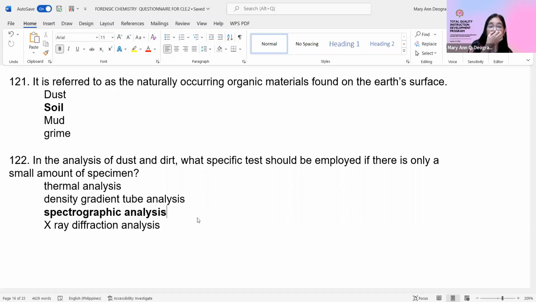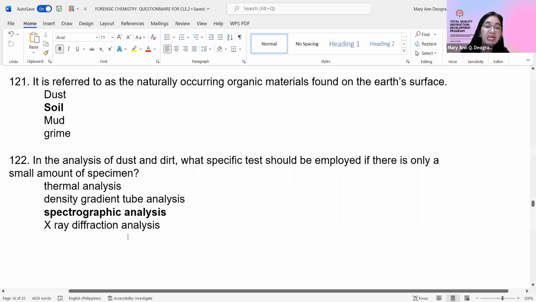Then, the density gradient apparatus, no? Gagamit tayo ng chemicals dyan. So, it will alter also again the soil sample. Pag X-ray, dapat sufficient ang ating samples dyan.